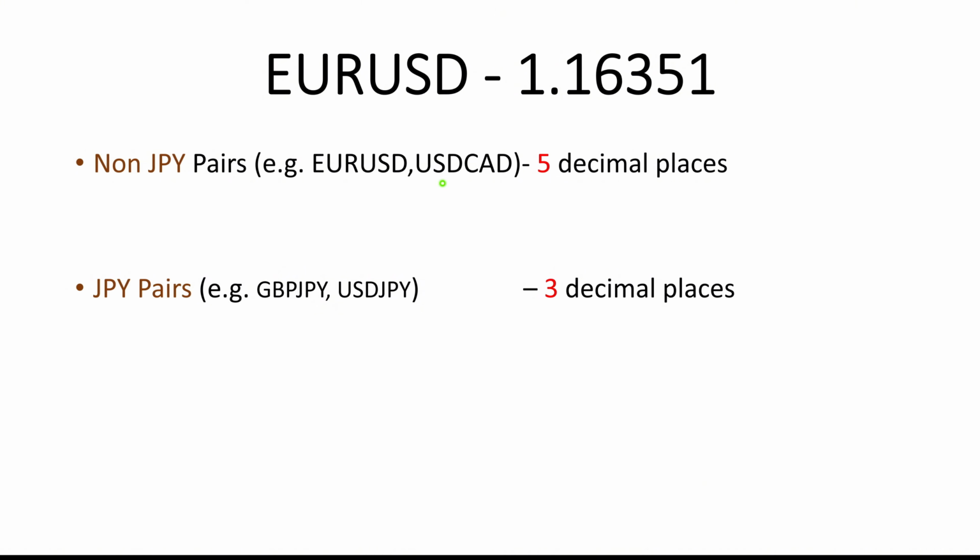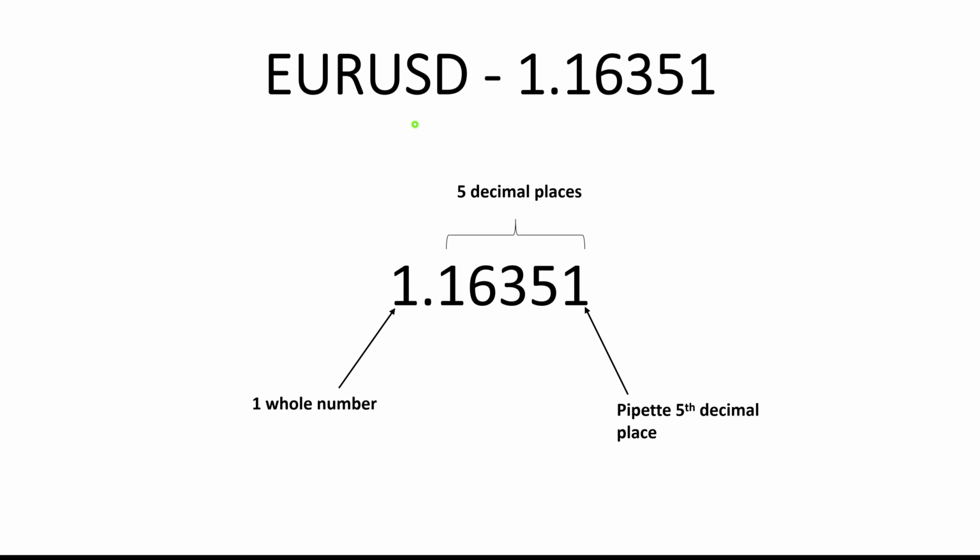Now bear in mind that all non-JPY pairs have 5 decimal places, but currency pairs ending in JPY have 3 decimal places. Now the value of Euro USD, which is 1.16351. Now let's try and dissect what this means. This number consists of one whole number, a point, and 5 decimal places. Let's count it: 1, 2, 3, 4, 5. So one whole number and then 5 decimal places.